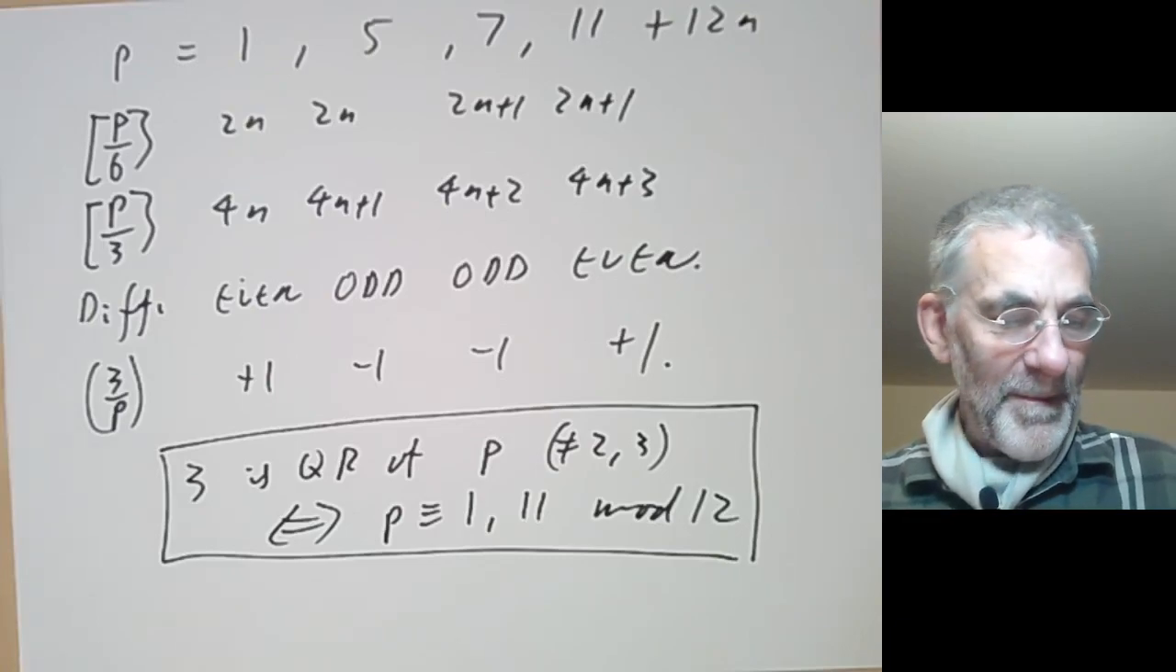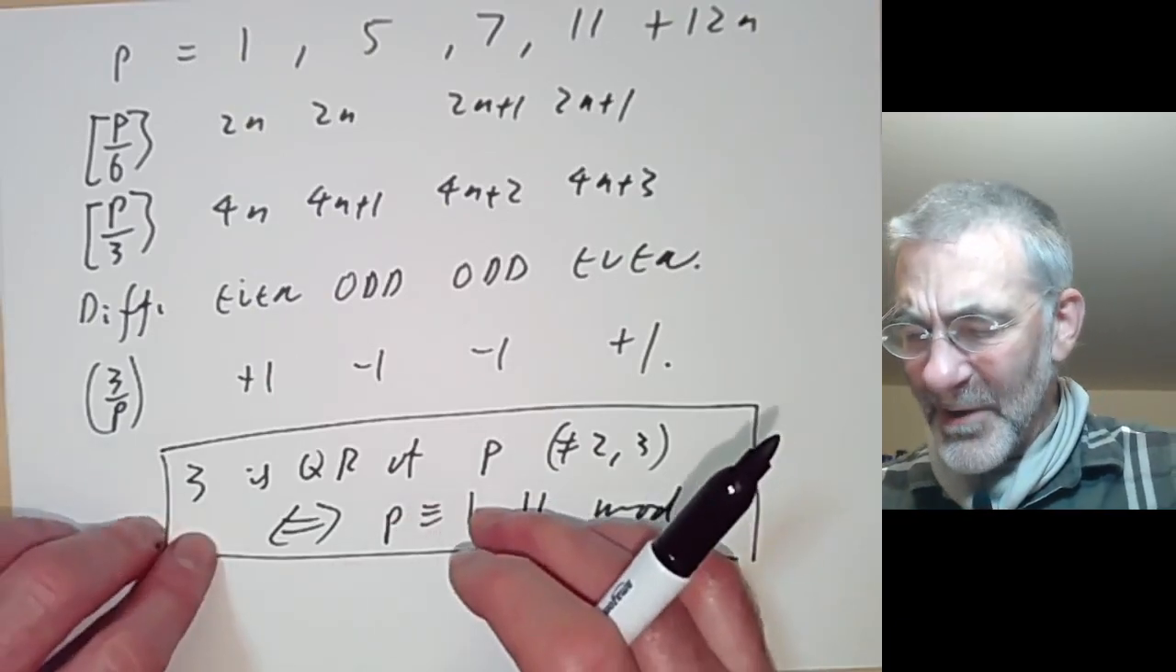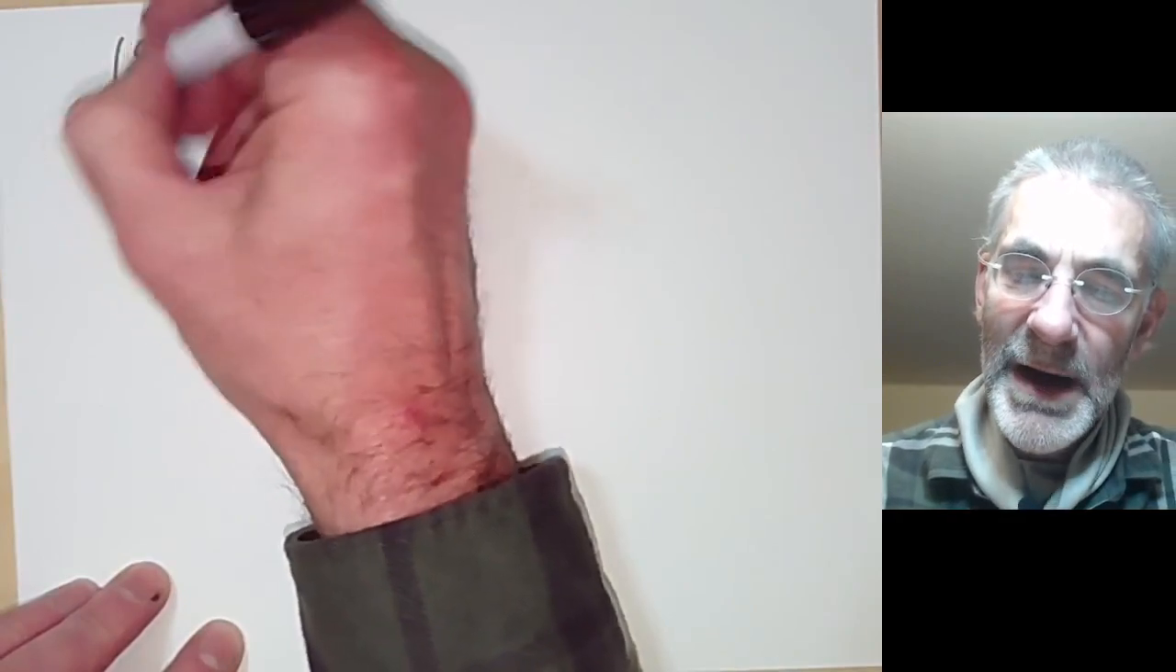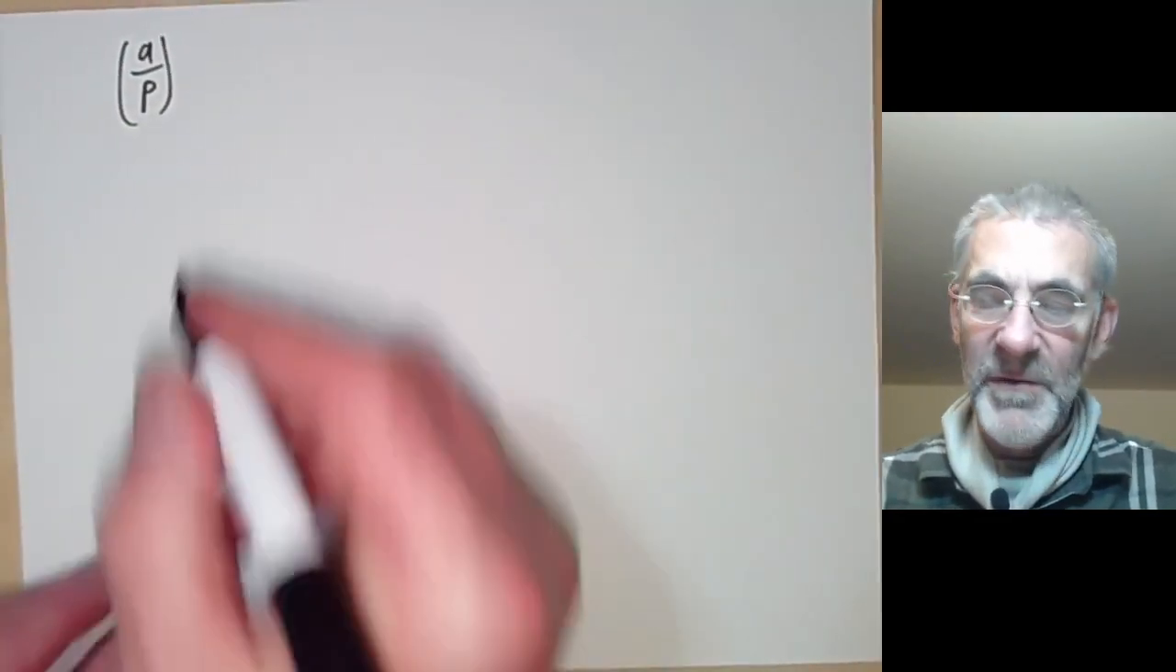Well, now let's work out roughly what happens in general. In general, you're going to get something rather similar. Suppose we try and work out whether or not A is a quadratic residue of p.